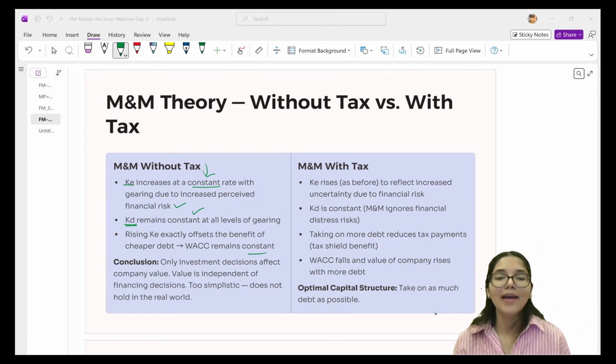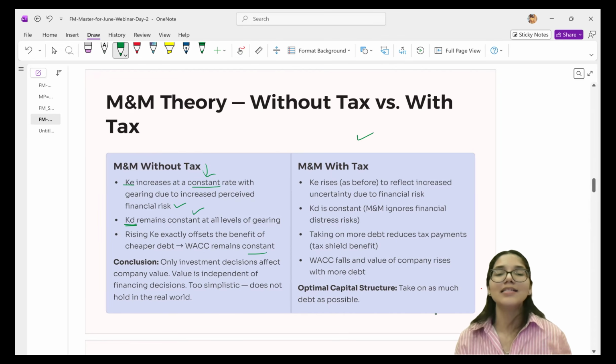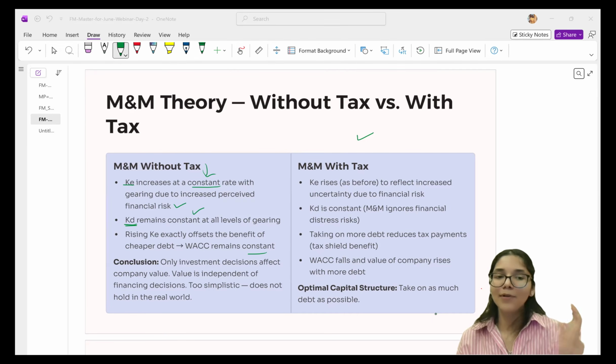Now coming to the M&M with tax theory, guys, it basically says that yes, tax is there in the economy. If taxes exist in the economy, what will happen is on my cheaper debt, firstly, I'm getting the debt at a cheaper cost.